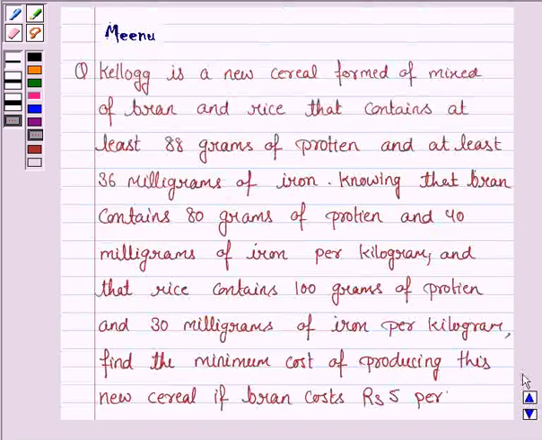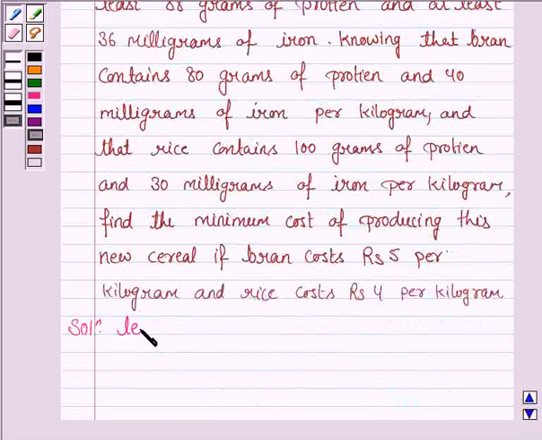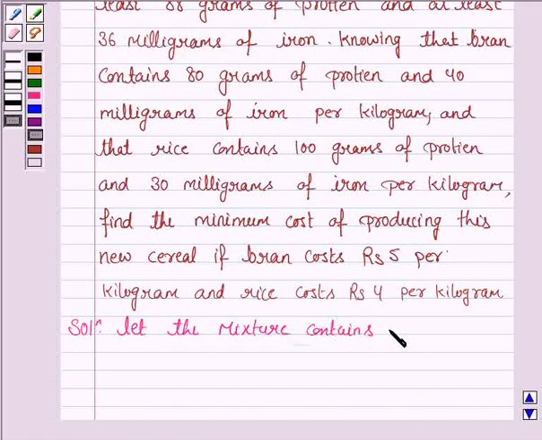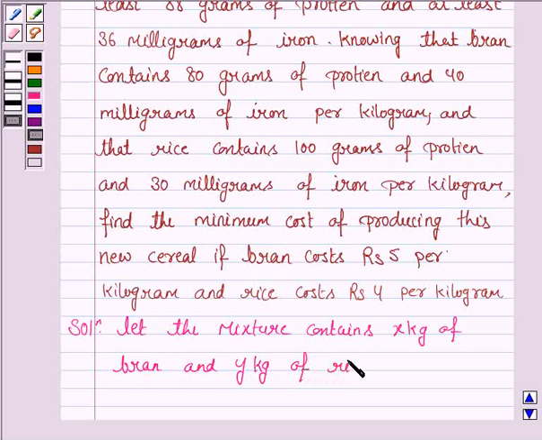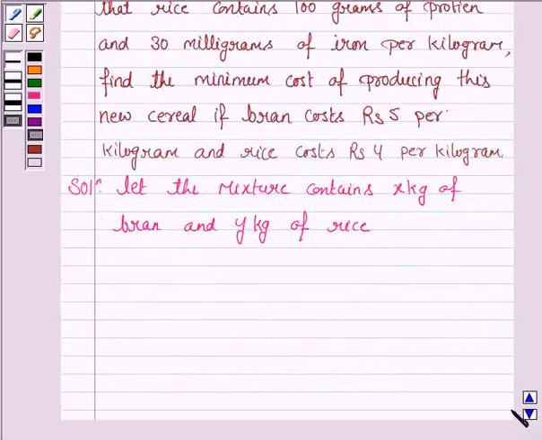Now we are given that the mixture is made up of bran and rice. So let the mixture contain x kg of bran and y kg of rice, right?